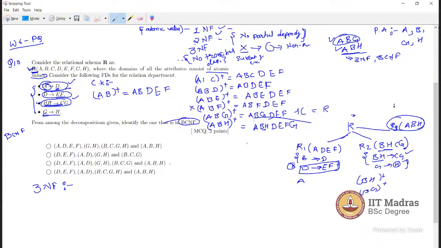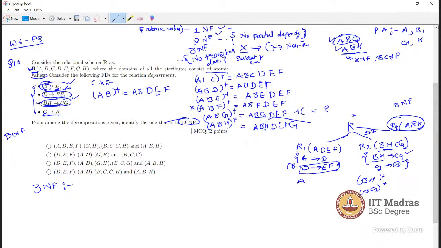R3 is already in 3NF. R1, we need to decompose this. What is transitive dependency? If a non-prime attribute determines another non-prime attribute, then we can say it is a transitive dependency. But here G is a prime attribute, right? So this R2 is in 3NF, but this R1 is not in 3NF. So we need to decompose this.